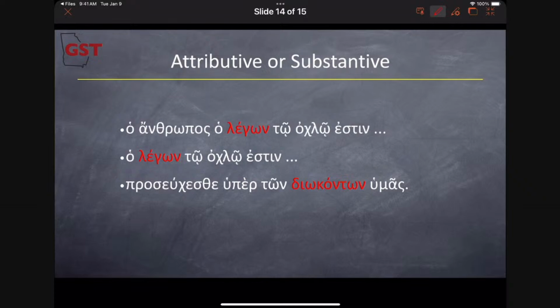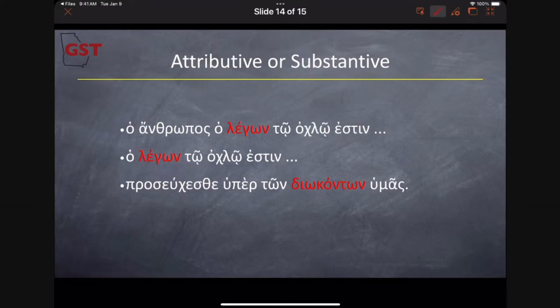Ha anthropos ha lagon to aklan esten. Ha anthropos, the man. Ho lagon, the one saying. To akla, the crowd. Ha anthropos, the man. Ha lagon, the one saying. To aklo, to the crowd is. So the man saying or speaking to the crowd is.